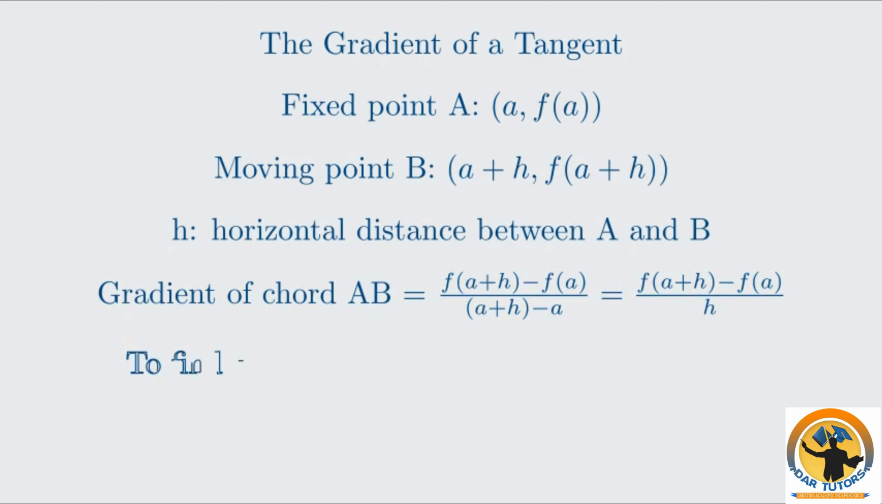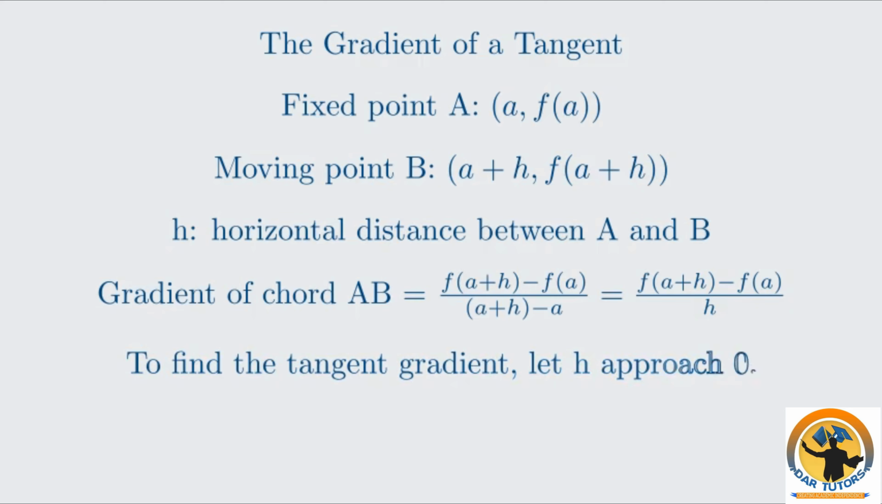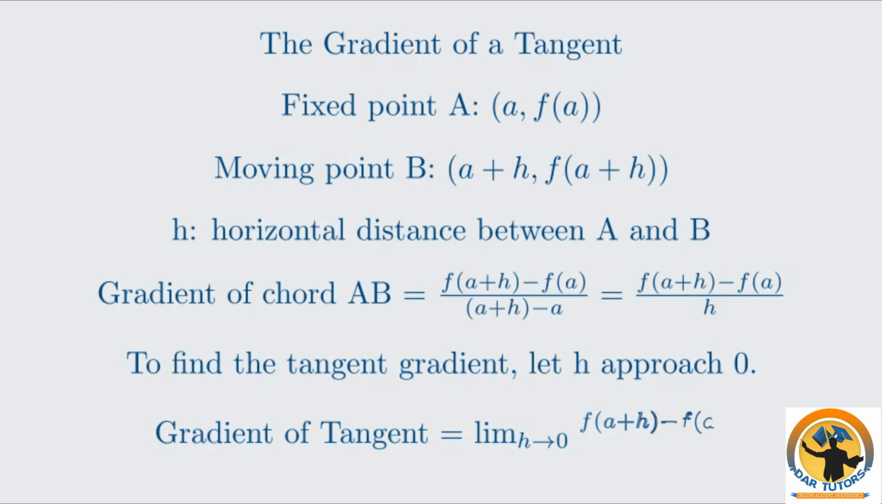To find the instantaneous rate of change at A, we need to make point B get infinitely close to point A. In our new notation, this means making the horizontal distance h approach 0. We do this using a limit. The gradient of the tangent at x equals a is the limit as h approaches 0 of f(a + h) − f(a), all divided by h. This is the fundamental definition of the derivative, and it's a cornerstone of calculus.